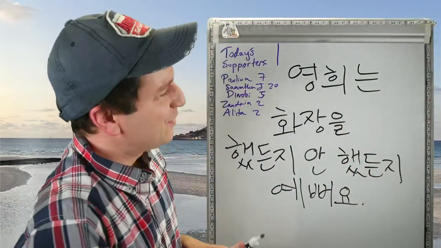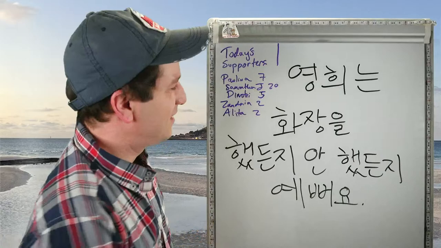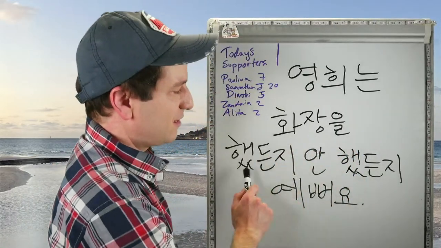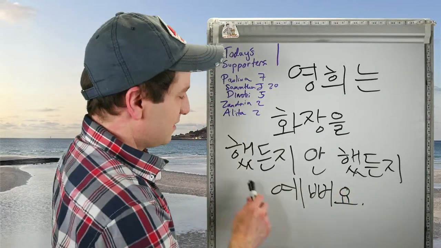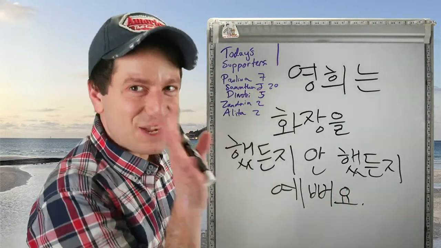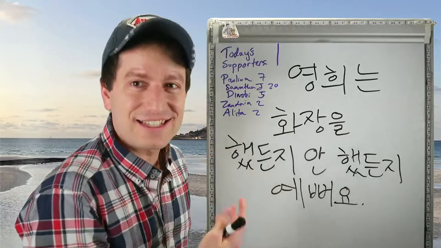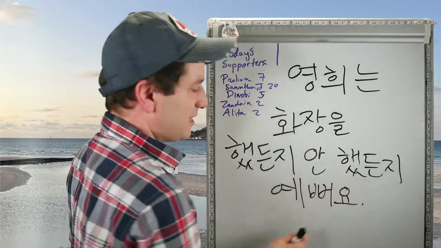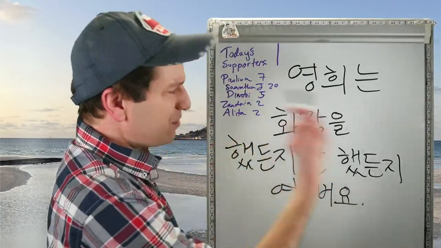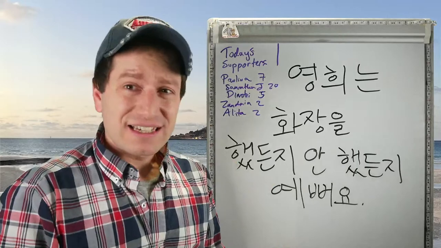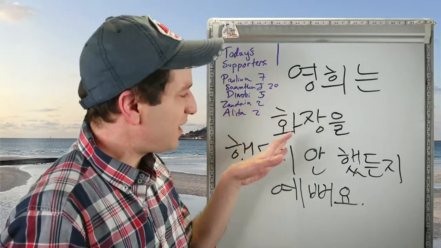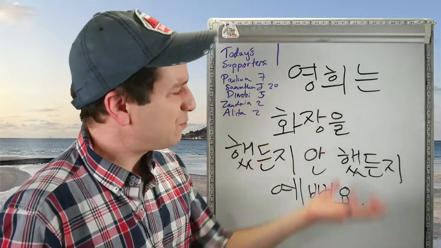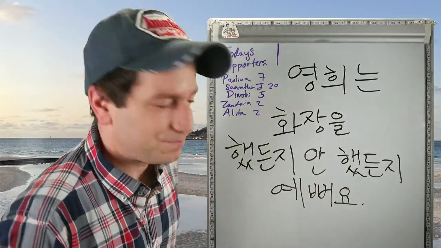Okay. 영희는, so 영희, 화장을 하다 is to do makeup. 화장을 했든지, 안 했든지. Sorry, I should say 했든지. I'll talk about that in a second though. I sounded like I said 던지, right? 화장을 했든지, 안 했든지. 예뻐요. So whether she did makeup or not, literally whether she did makeup or whether she didn't do makeup, she's pretty. So 영희 is pretty whether she did or didn't do makeup.